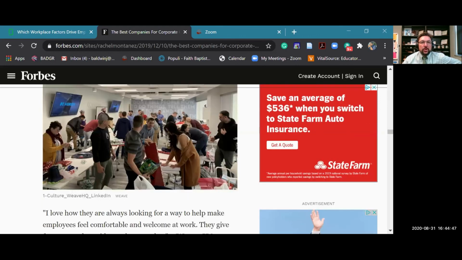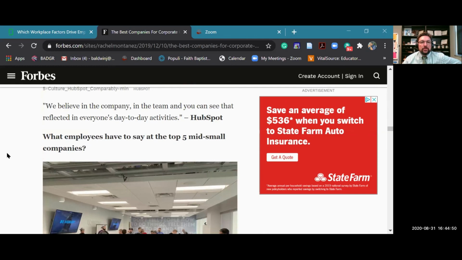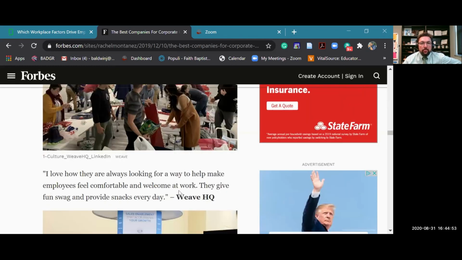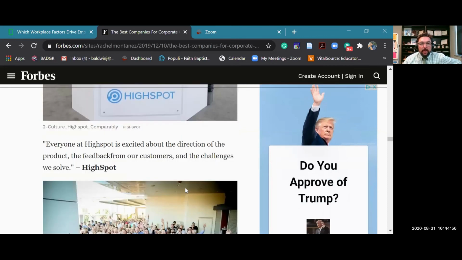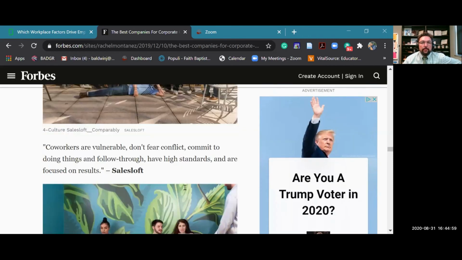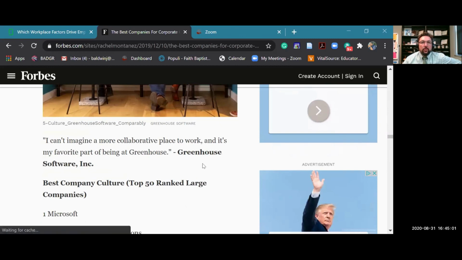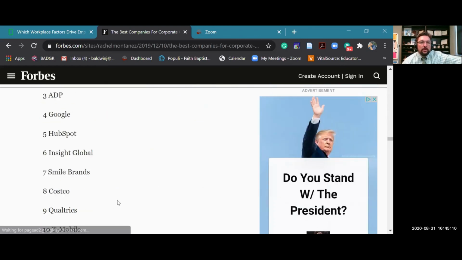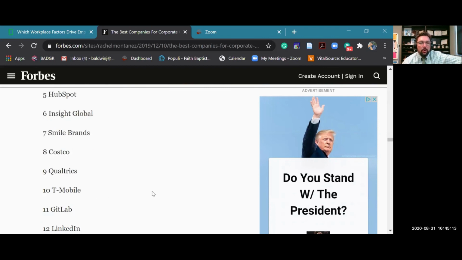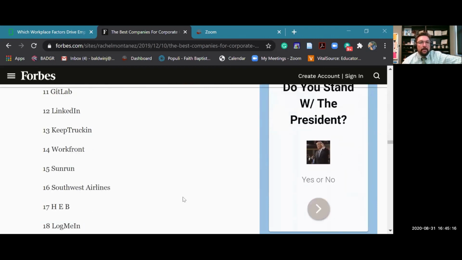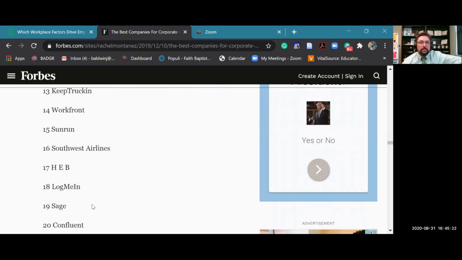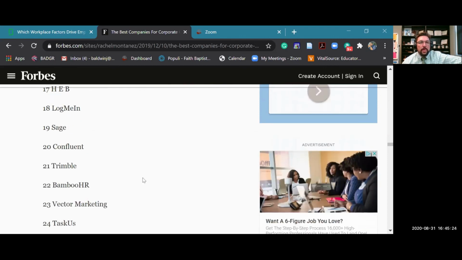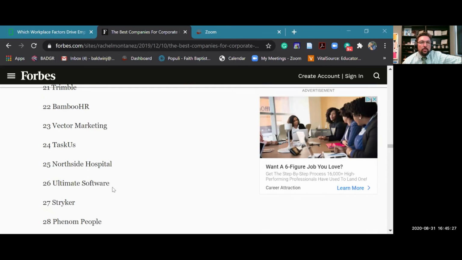And Weave HQ, this is a mid to small company, and I've never heard of Weave HQ before. Let's see, HighSpot, Seismic, SalesLoft, and Greenhouse Software. Best company culture. So these are the top 50 ranked large ones, as we already got the first 5, but you've got some of these other ones: Smile Brands, Costco, T-Mobile's in there, LinkedIn's in there, Southwest Airlines, HEB, if you're from Texas, that is a grocery store chain, LogMeIn, Sage. Let's see here, any others that we recognize?